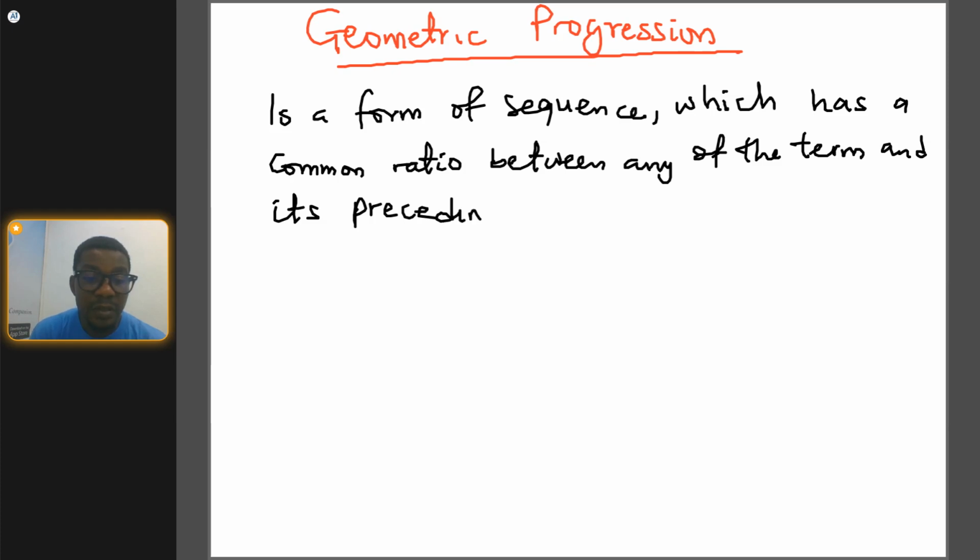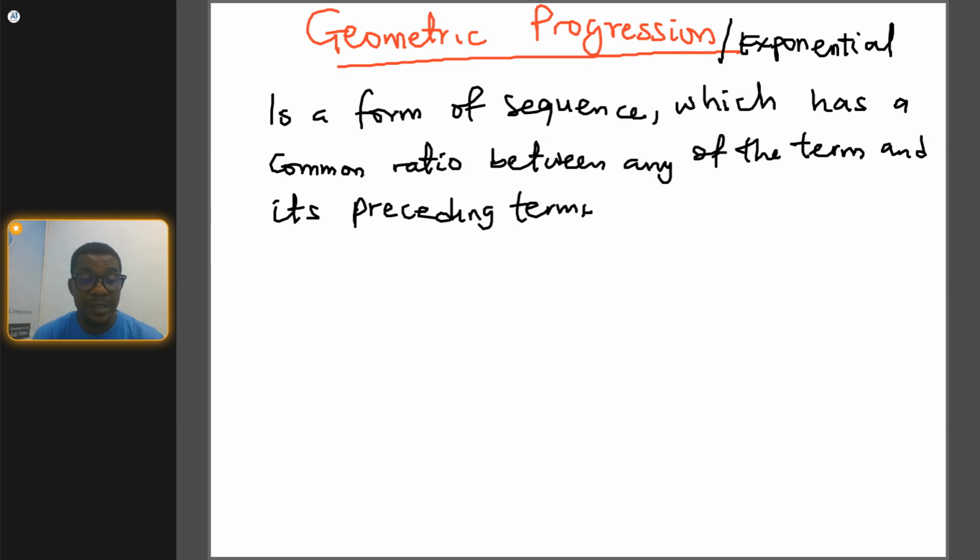Its preceding terms. So we said geometric is a form of sequence. It's a form of sequence because we have the linear sequence, which is the arithmetic progression, and also we have the geometric progression, which is also known as exponential sequence. Take note, another name for this is exponential sequence. So it is a form of sequence which has a common ratio between any of the terms and its preceding. Preceding means the terms before it.